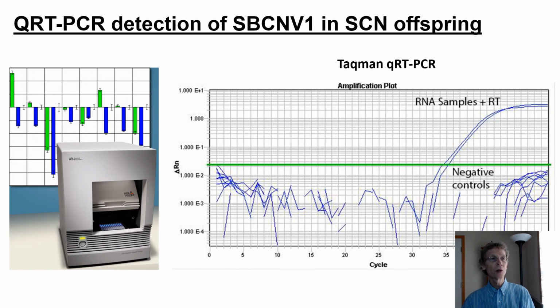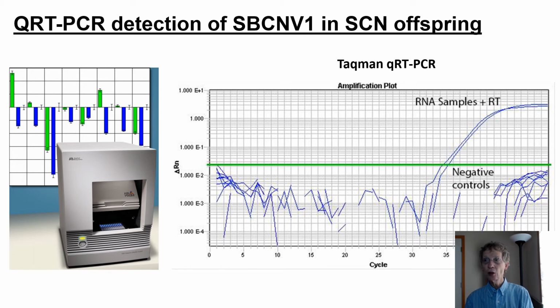So we took the RNA from the virus, from the nematodes, and put them into the real-time PCR machine, along with primers and probes. And what we found was that we could detect, and that's shown by this blue line here coming up through the green line, significant levels of virus replication in those adult male soybean cyst nematodes. The negative controls, we saw no evidence of virus replication.